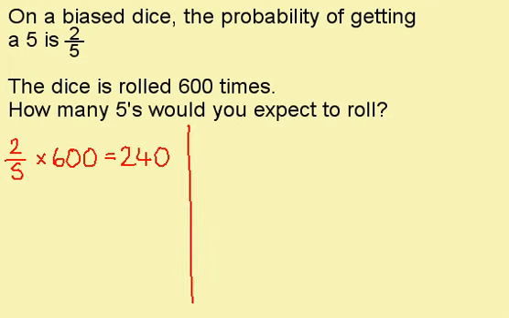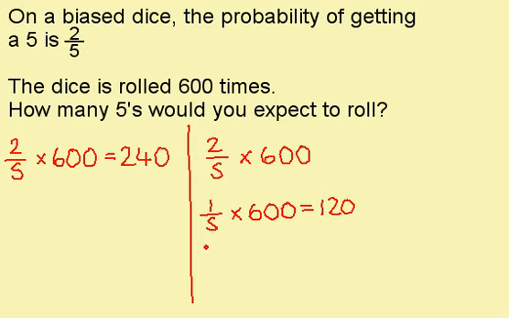If it's on the non-calculator paper, you still need to find 2/5 of 600. Start by finding 1/5 of 600. To do this, we divide by 5, and that's 120. I now know that 2/5 of 600 is going to be 2 of these, so that's 240. I've got the same answer as I got with my calculator.